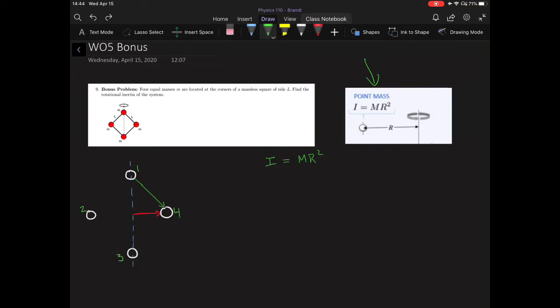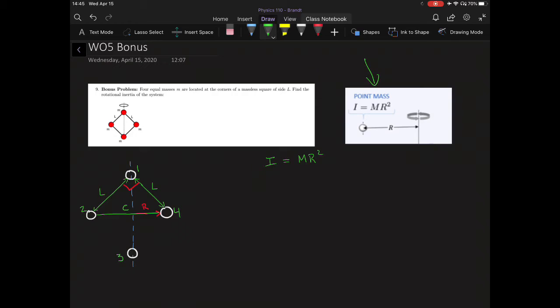Distance L there. So we need to figure out, is there a way where we can find R here? Well, there happens to be. If we use this trick, we can see that this is also a distance L, and then if we were to draw a line connecting these two, and let's just call this C, this becomes a right triangle, and we can use the Pythagorean theorem.